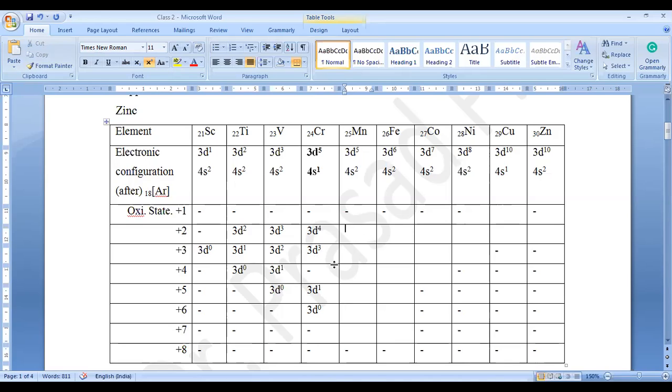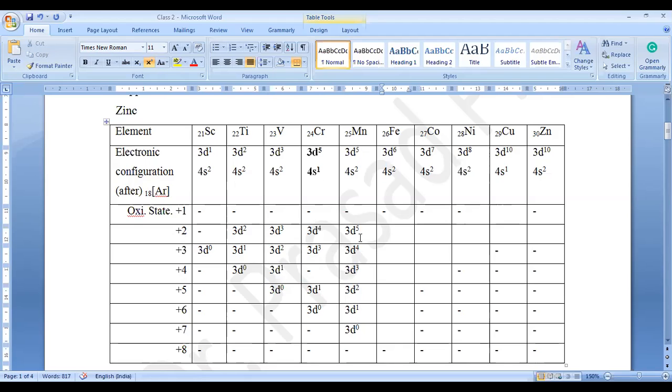Then next one is manganese. Manganese can have 3d5, 3d4, 3d3, 3d2, 3d1 and 3d0. All these are possible for manganese. That is plus 2, plus 3, plus 4, plus 5, plus 6 and plus 7 oxidation states are possible for manganese. Even they are stable.